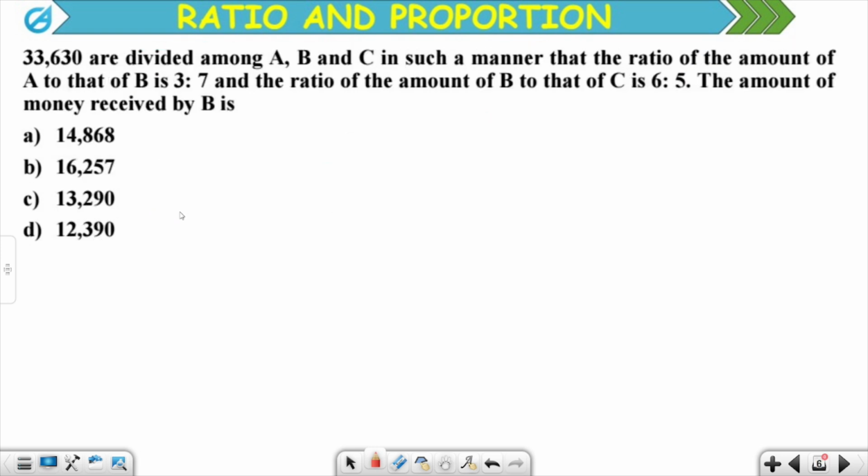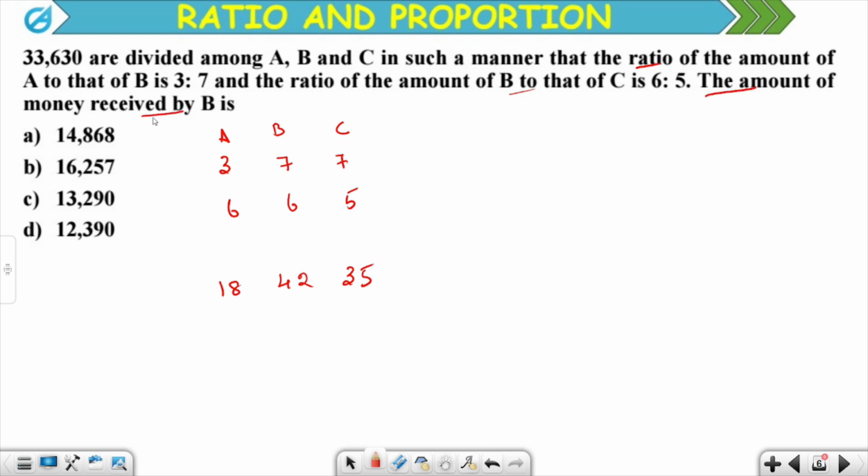Okay, next one. Ratio of amount of A to B is 3 is to 7. So first number and second number, that is A and B is 3 is to 7 and B to C is 6 is to 5. Now what will be the ratio of ABC? 18, 42, 35.